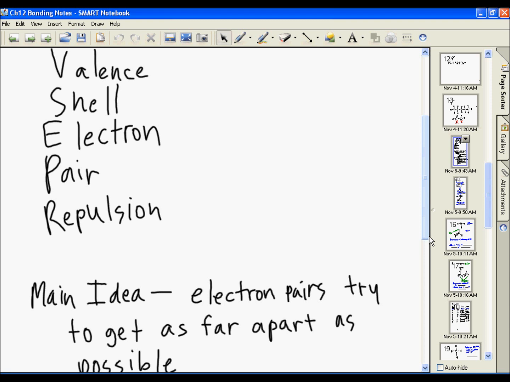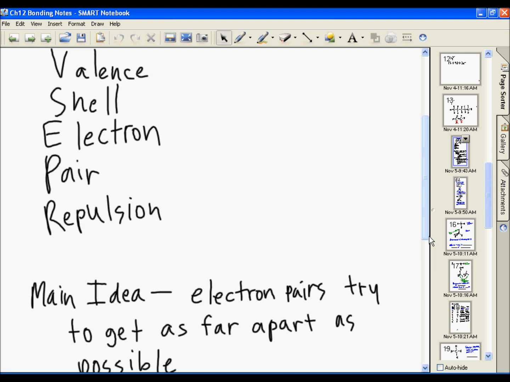Before I tell you about it, just remember that Lewis structures don't show shape. Lewis structures are generally flat, and the bond angles are all 90 degrees to one another. The reality is that molecules aren't flat and their bond angles aren't 90 degrees to each other. What happens is that the electron pairs repel each other.